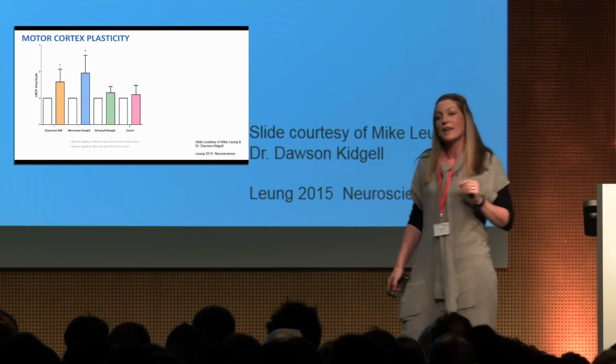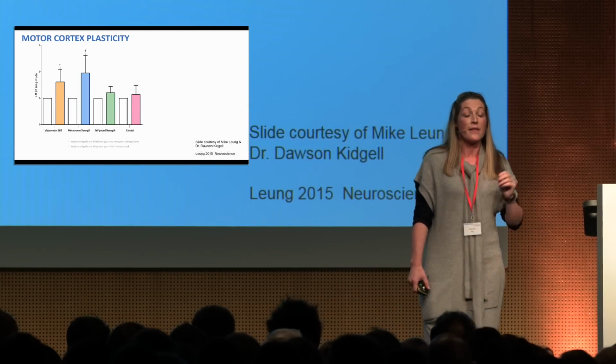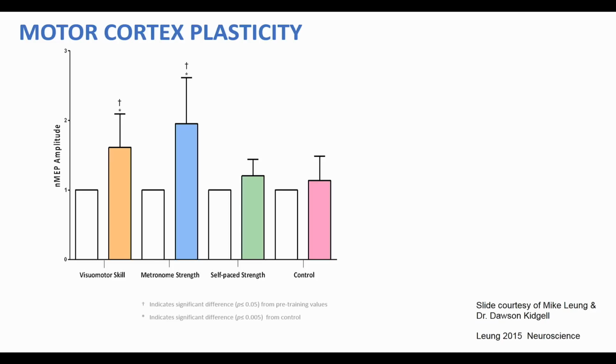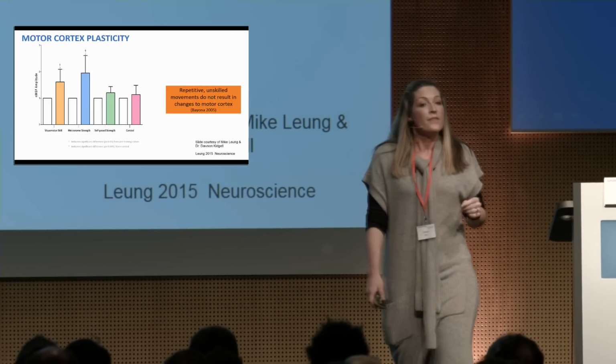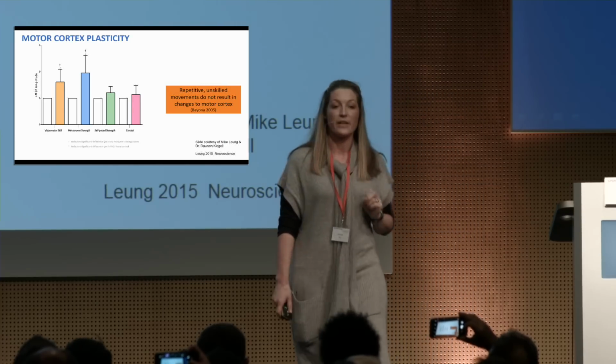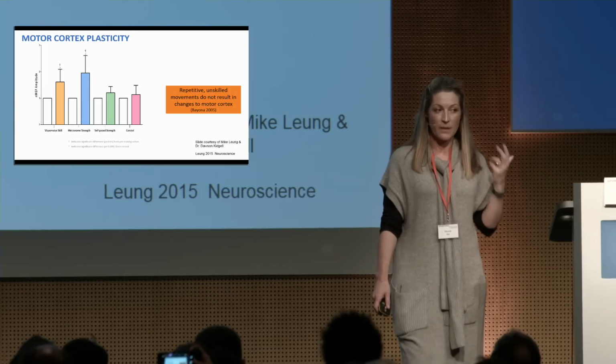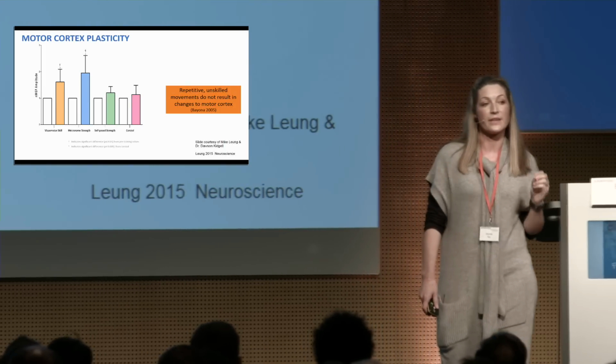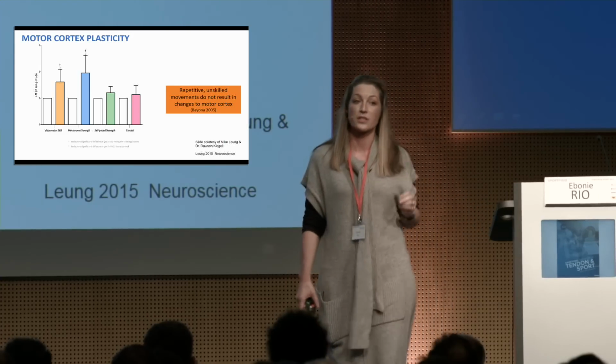The third condition that he compared was metronome-based strength. This is where you send your athlete or your patient off to the gym, but they are listening to an auditory cue while they're performing the movement. This not only guarantees the time under tension and the exercise prescription that you would like, you actually get changes to your brake and your accelerator. This was a real light bulb for me. Repetitive, unskilled movements do not result in changes to the motor cortex. I just thought if you did something enough, you would get changes. It's really important as physiotherapists we understand that it's actually not just about repetition.